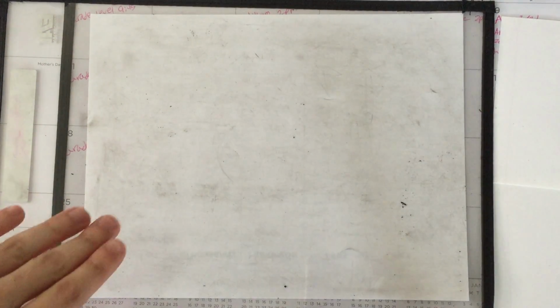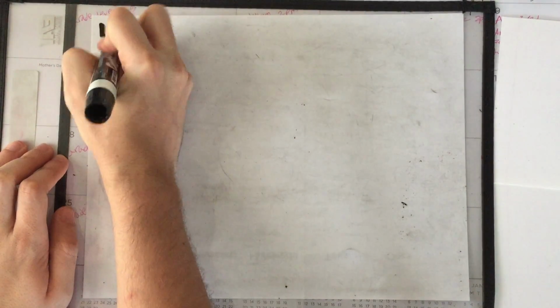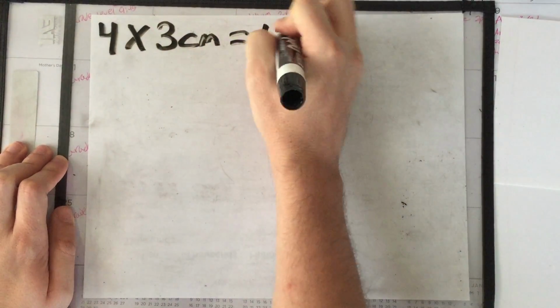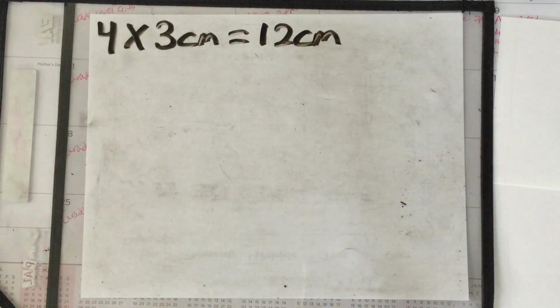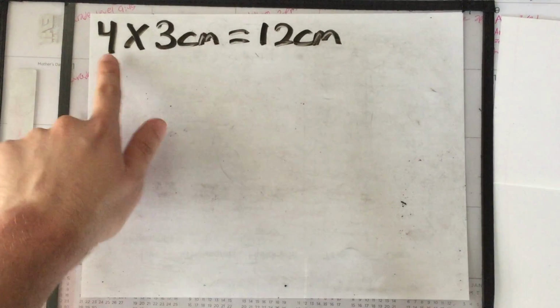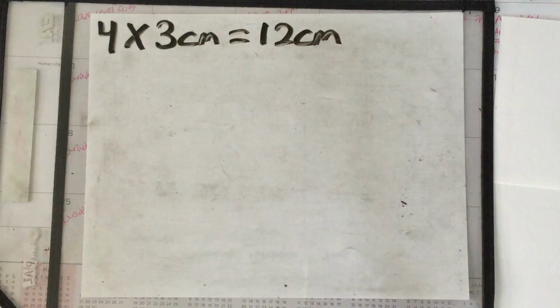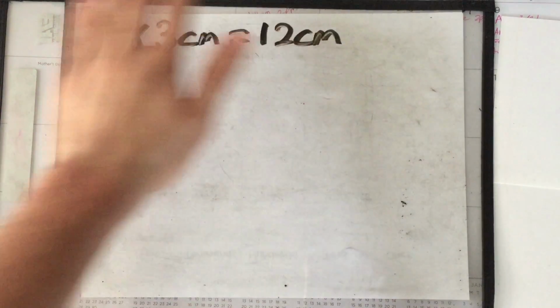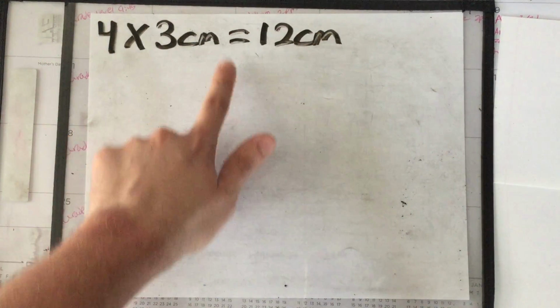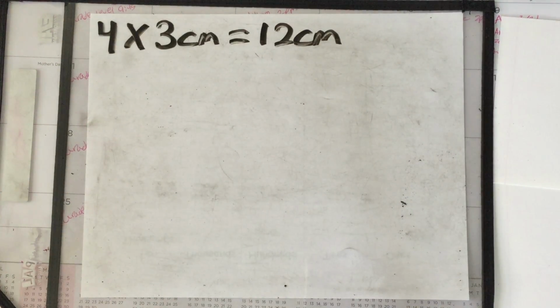Now, this is something I want you to keep in mind while we're talking about this. I want you to think about 4 times 3 centimeters equals 12 centimeters. We had 3 centimeters. We made 4 copies of it. So now we have 12 centimeters. This should look familiar. We did this stuff back in 3rd grade. We did it again in 4th grade. Notice how the unit came along. Because there was a unit here, it was also a part of our answer. This is going to become super important as we get into the fraction part of this lesson.